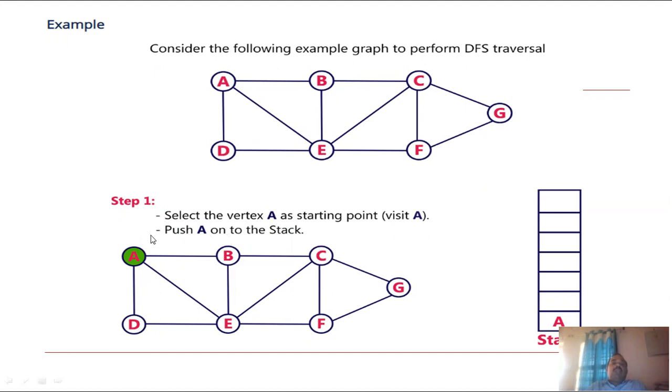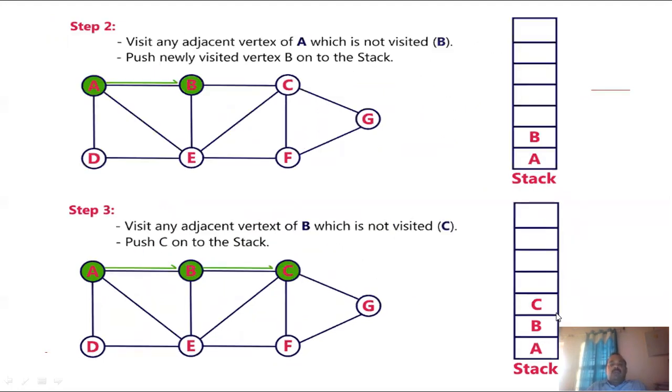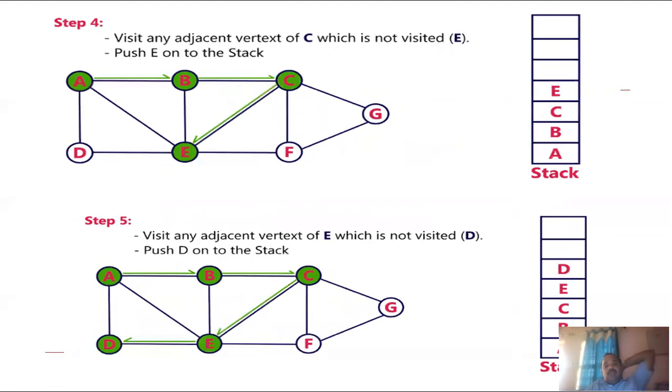In step 1, select A. Vertex A is the starting point, so push A onto the stack. Clear? Next, visit B, that is also pushed onto the stack. Visit C, also pushed onto the stack. Visit E, also pushed onto the stack. Visit D, also pushed onto the stack.